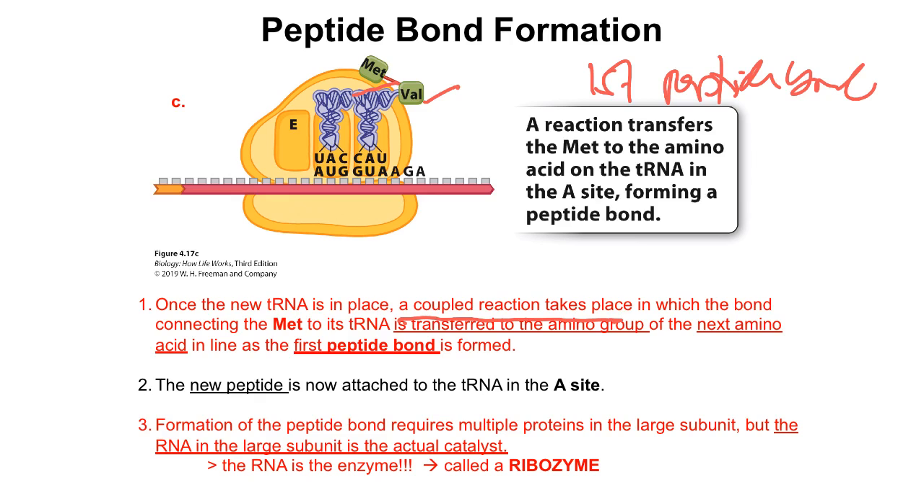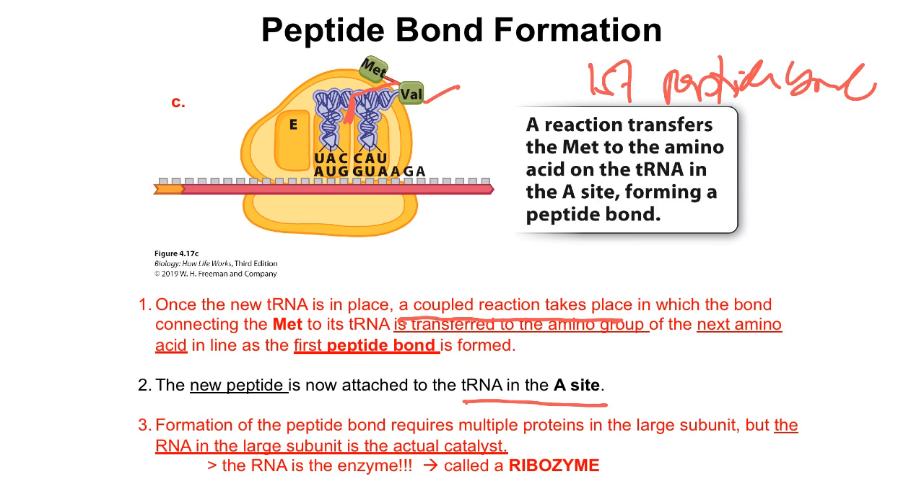And this process of coupled reaction generates the first peptide bond. Notice that this happens, okay, in the region of the P site. So effectively, what happens is that the new peptide, in this case now, you have a dipeptide because you have two amino acids linked together. They are now attached to the tRNA in the A site, leaving the tRNA in the P site with no amino acid anymore, and therefore is considered uncharged.